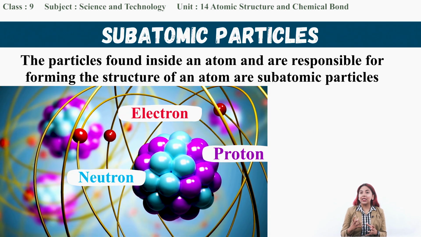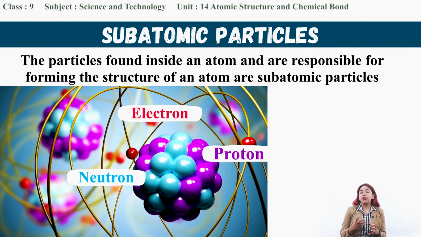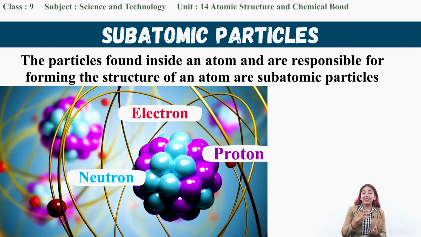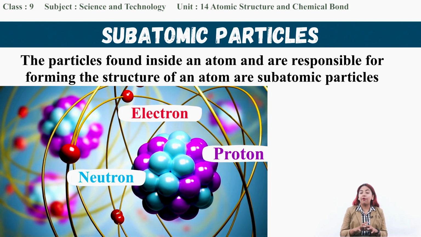Subatomic particles are the particles found inside an atom, and they are responsible for forming the structure of an atom. We have discussed the electron, proton and neutron. There are other subatomic particles as well, but we will not be studying them in class 9. You will study the other subatomic particles in further classes in your higher studies. So in today's class, you have to remember there are 3 subatomic particles: the electrons, the protons and the neutrons. Now, let me ask you a question.